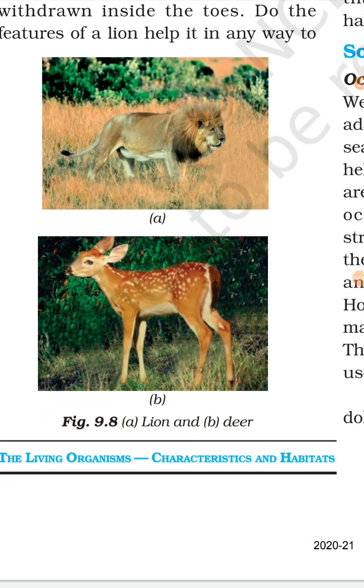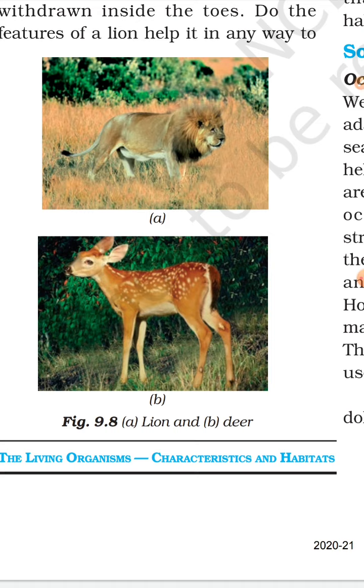We are discussing our ninth chapter, which is the living organism, characteristics, and habitats. In this chapter, we were discussing habitats, different kinds of habitats. We discussed desert and mountain regions. Today we will discuss grasslands and some aquatic habitats.